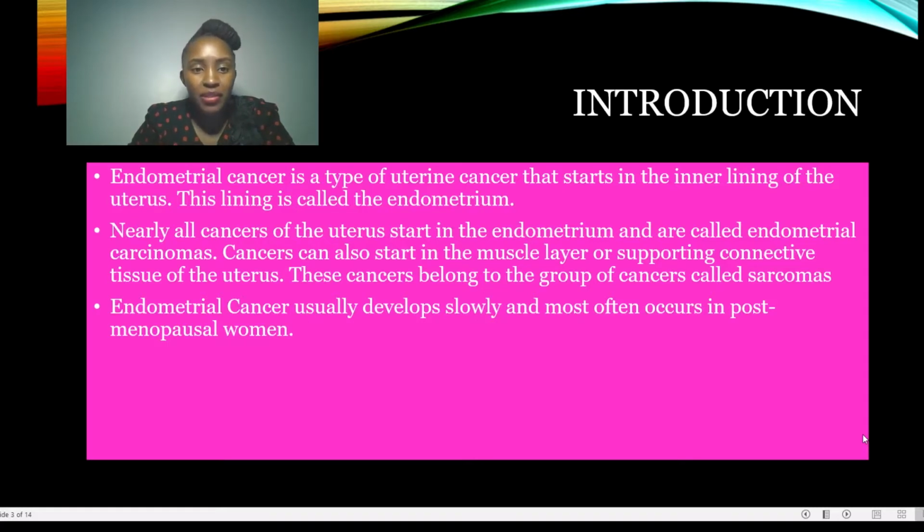For the purposes of this video, we are going to concentrate on endometrial cancer because it's the most common. It usually develops slowly and often occurs in postmenopausal women, and it has sometimes been referred to as a silent killer because you never know until it is too late, as there are no specific symptoms for this cancer.